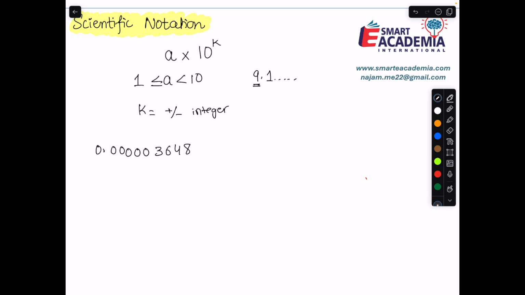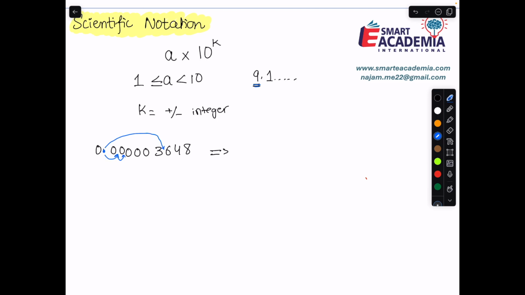This is a number, and we want to convert it into scientific notation. Currently, the decimal is here. So we want to know that, because I said that it has to be between 1 and 10, and the first digit should be a non-zero digit. So that means our decimal has to jump somewhere here. Now see how many jumps it has to do.